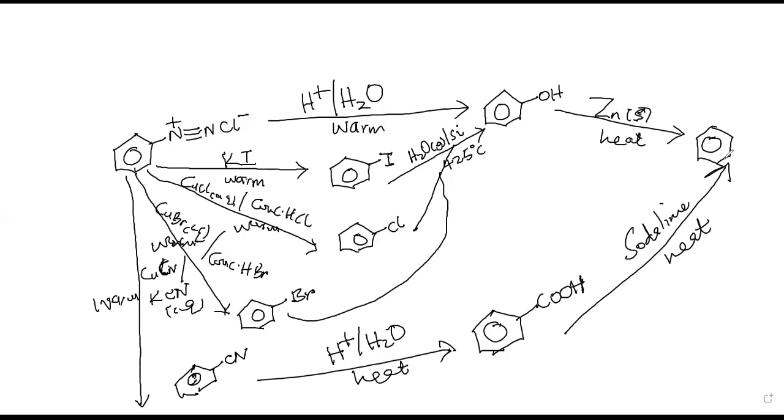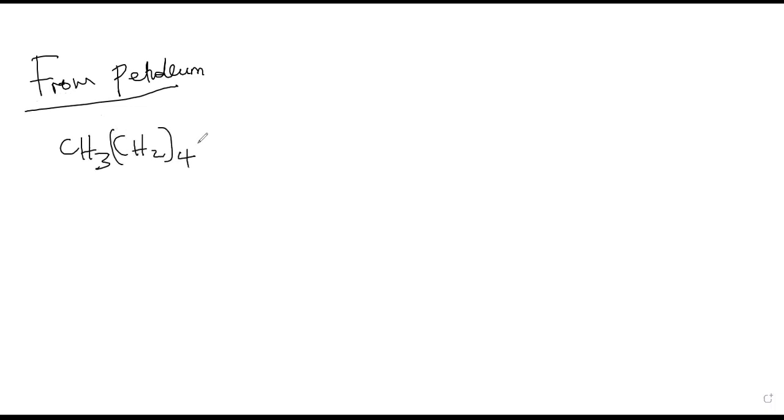Okay, so the final method is the industrial one, where we compress the petroleum vapor. Though it's not examined, you need to know the science behind it. So from petroleum, that is the industrial one. How do we go about it? Petroleum is CH3(CH2)4CH3.